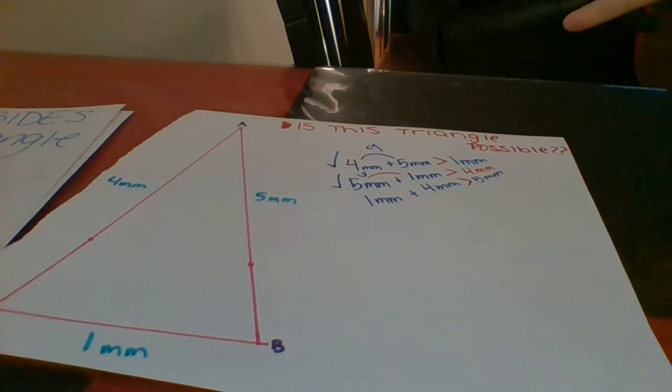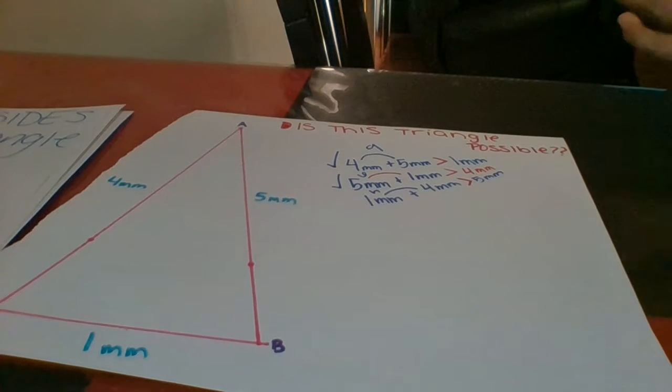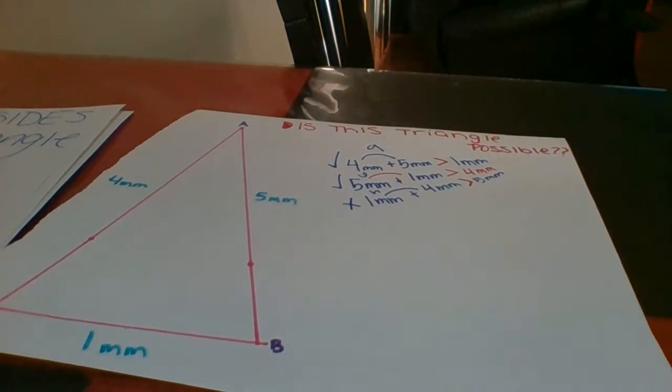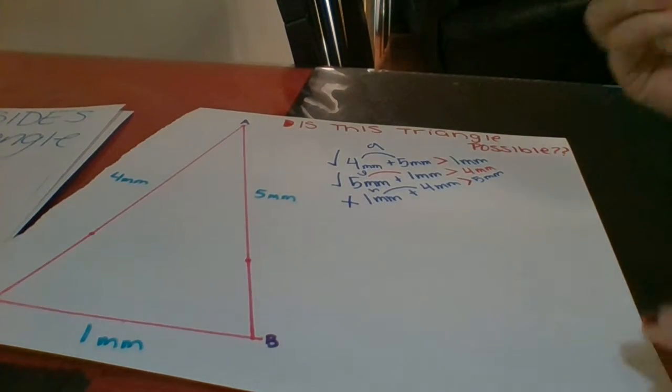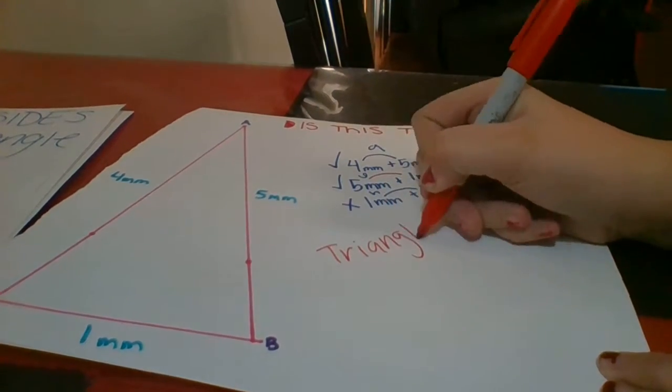If we look at it, 4 plus 1 equals 5, meaning it is not greater than the other side. So we have to put an X by this, stating that these two sides are not greater than 5 millimeters, meaning that the triangle is not possible.